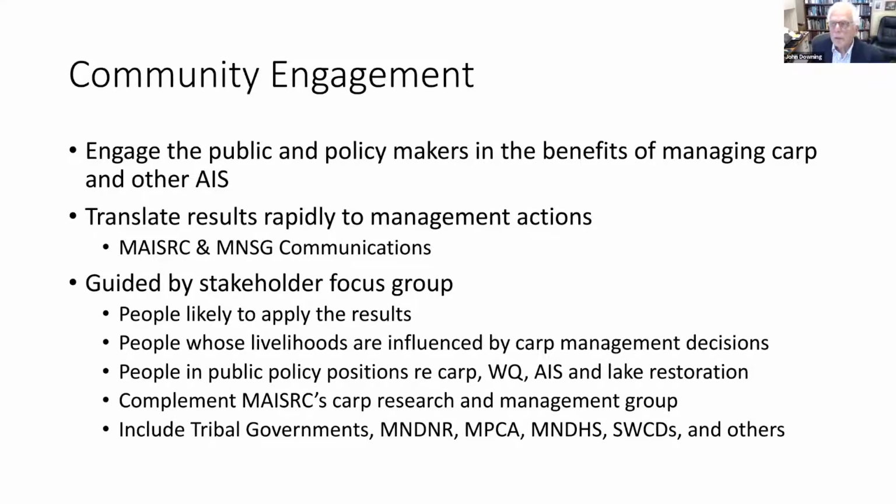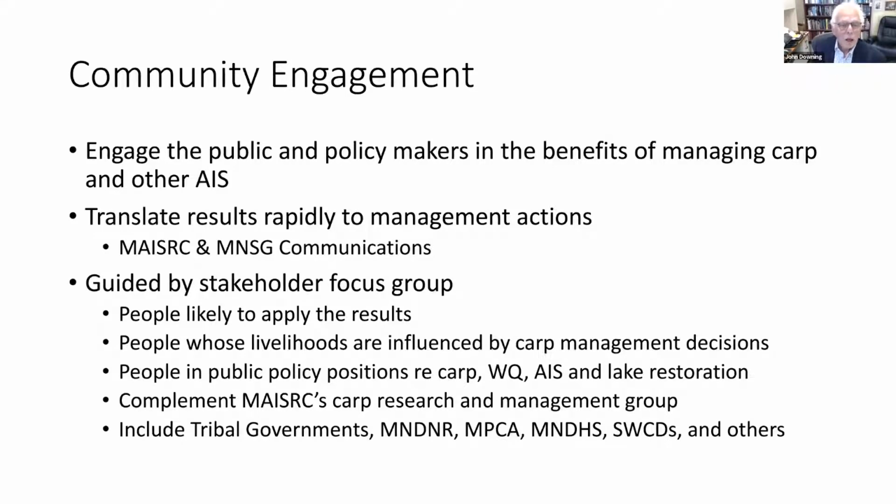And this focus group will be composed of people likely to apply the results, people whose livelihoods are influenced by carp management decisions, also those in public policy positions regarding carp, water quality, AIS, and lake restoration. We hope that this group will complement MAISRC's Carp Research and Management Group, and will be including tribal governments, Minnesota DNR, MPCA, Department of Health, the Soil and Water Conservation District, and several other groups in guiding the work and getting this information out once we begin to do the science.